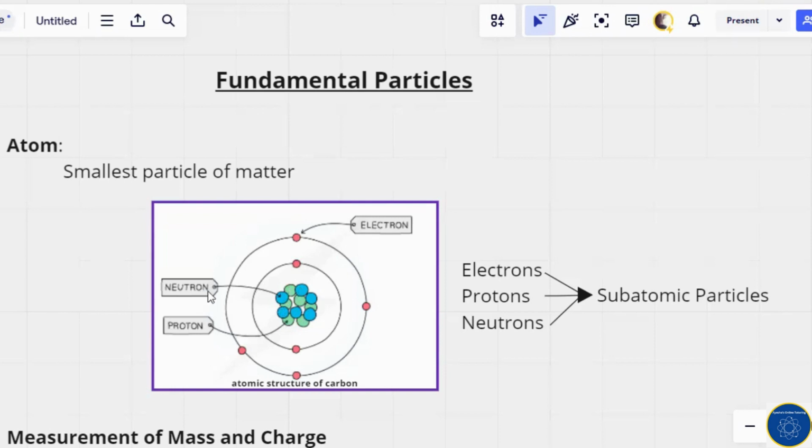However, neutrons are neutral particles. That is why they don't contain any charge. The overall charge on the nucleus is positive due to the presence of protons in it.